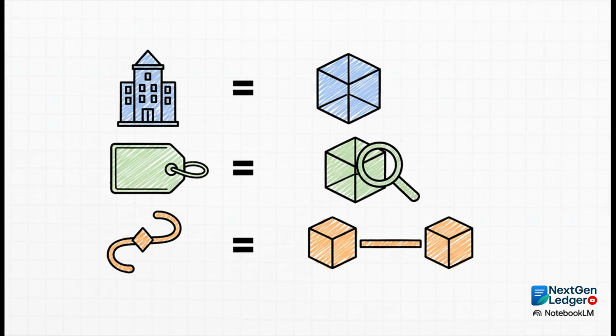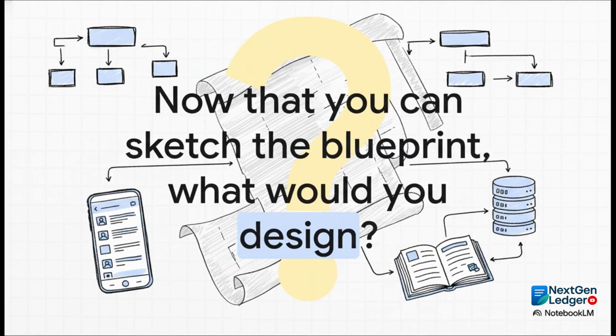Look, if you remember nothing else from all this, just remember this simple mapping right here. An entity is just an object. An attribute is a property of that object. And a relationship is the connection between those objects. It honestly is that straightforward. By understanding these simple ideas, you've basically learned the fundamentals of data architecture. You can now look at almost any complex system out there, from your social media feed to a library catalog, and start to see the hidden blueprint underneath it all.